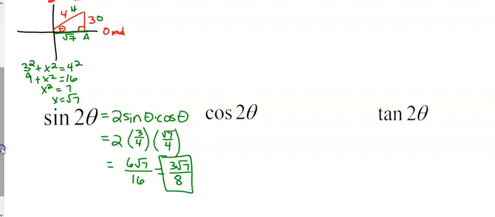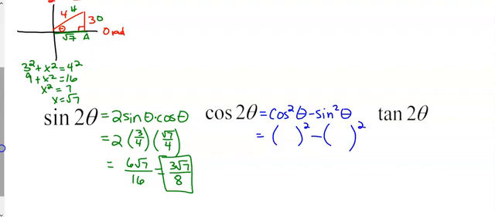Okay? Then we'll move on to our cosine of 2 theta, which is cosine squared theta minus sine squared theta, which in our case, we just need to find cosine and square it, and our sine and square it. So cosine, we've already done it on our last problem. That was square root of 7 over 4. And sine, we've also already done that. That was 3/4. So not too difficult there.